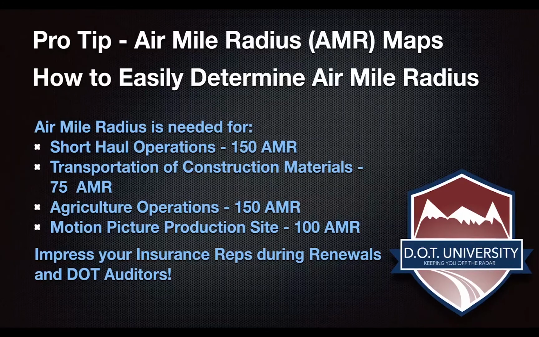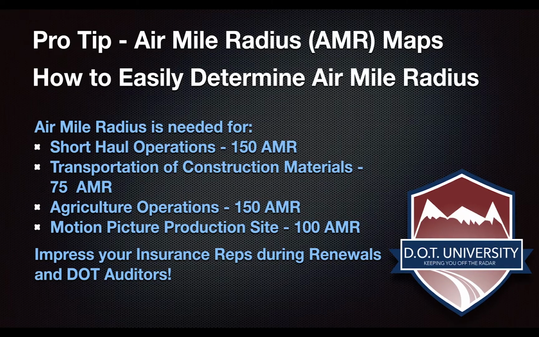Now, knowing your air mile radius is super important, especially if you're claiming one of the exceptions, because if you cross that boundary, then the exception is done and over. Some of the biggest ones, the biggest would probably be short haul operations. If you watched that video on September 29th, they moved the CDL short haul up to 150, where it had always been a 100 air mile radius previously. So that's probably one of the biggest ones.